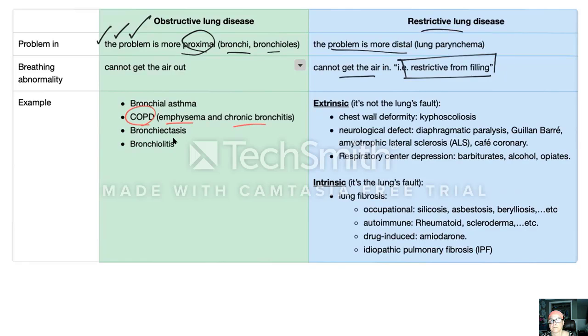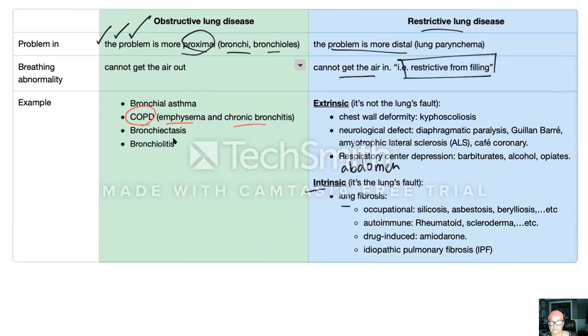Restrictive lung disease has two main subtypes: extrinsic, which is not the lung's fault, and intrinsic, which is the lung's fault. Extrinsic could be the problem in a chest wall, neurological defect, or respiratory center, or even the abdomen, such as in case of ascites or organomegaly.